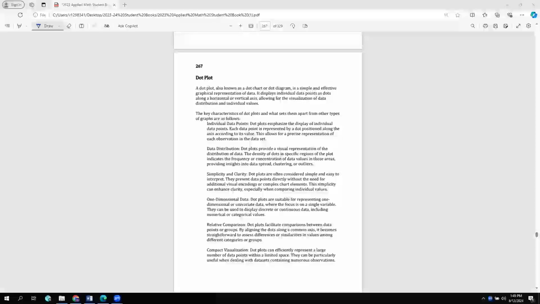Dot plot is the next chart for us. Now, dot plot, I think it's actually pretty simple to understand. A couple of good things about a dot plot. We talked about what makes it special. Again, we've been talking about different charts and what makes them special.